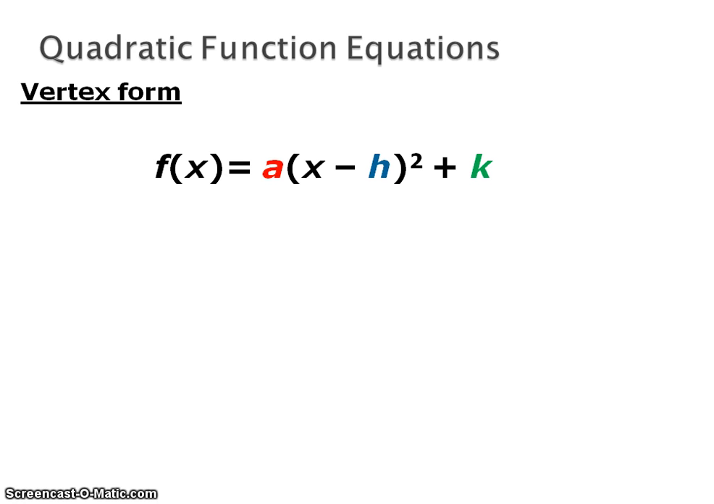All right, now let's take a look at the vertex form. The vertex form should look familiar to you because it's very similar to the vertex form of the absolute value function. Only there we had bars and we didn't have the square. Now we have parentheses and x minus h is squared.